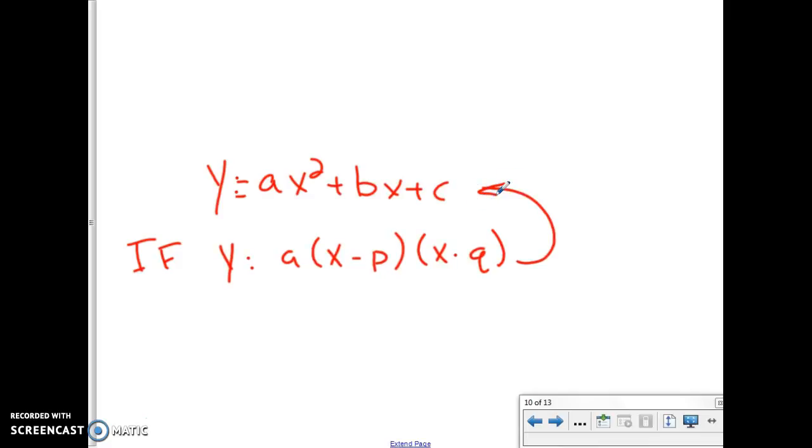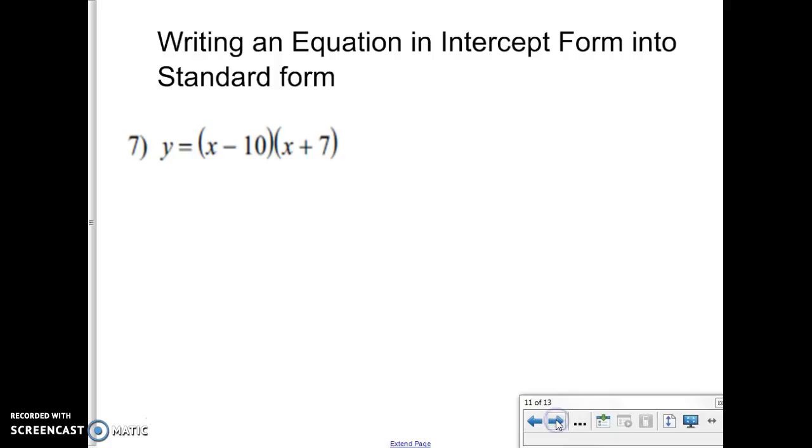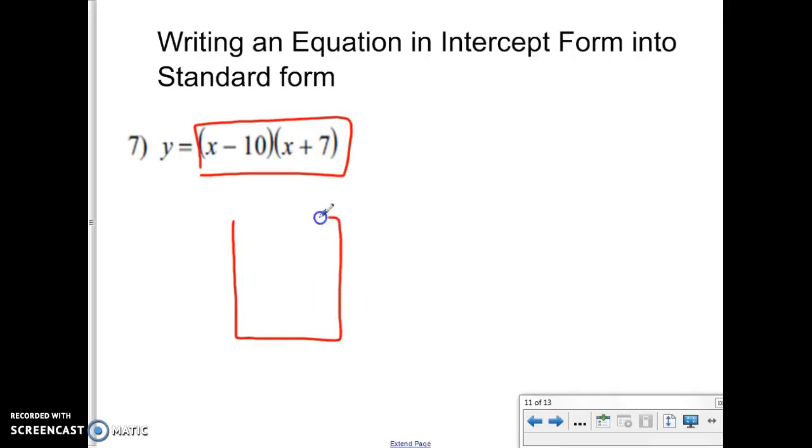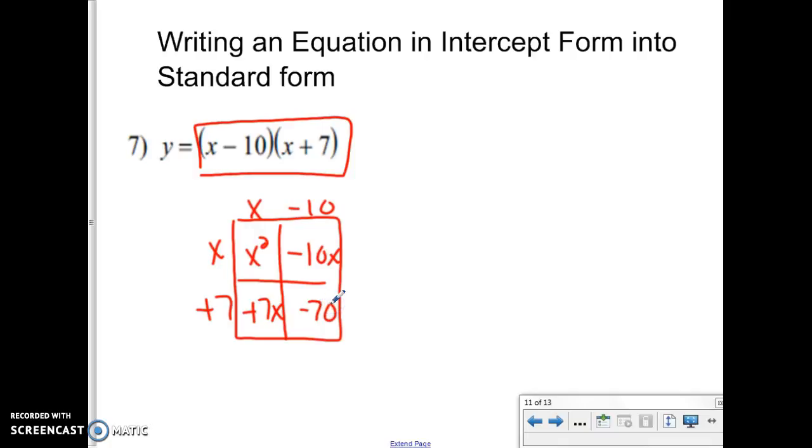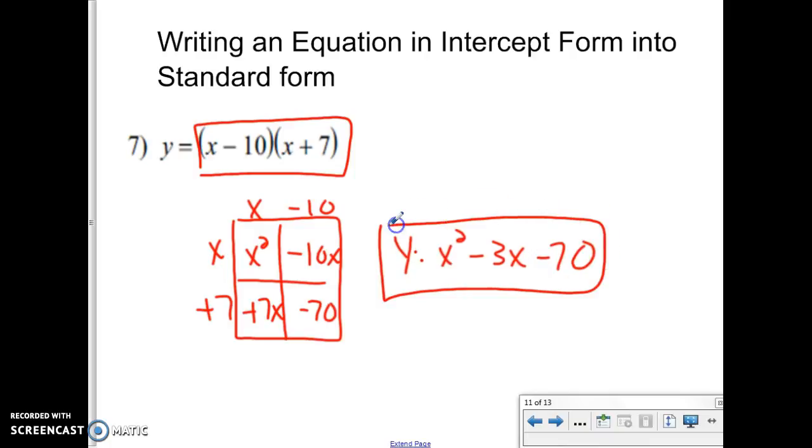And you pretty much know how to do this. If you know how to multiply, you can do that. But I just wanted to go over this quickly so you have a mindset of what's going on. So I want to turn this into standard form. Well, it looks like it's just regular multiplication. I'm just taking x minus 10 and x plus 7 and multiplying them together. X and x gets me x squared minus 10x plus 7x minus 70. So if I combine things together, I end up with x squared minus 3x minus 70 to be standard form.